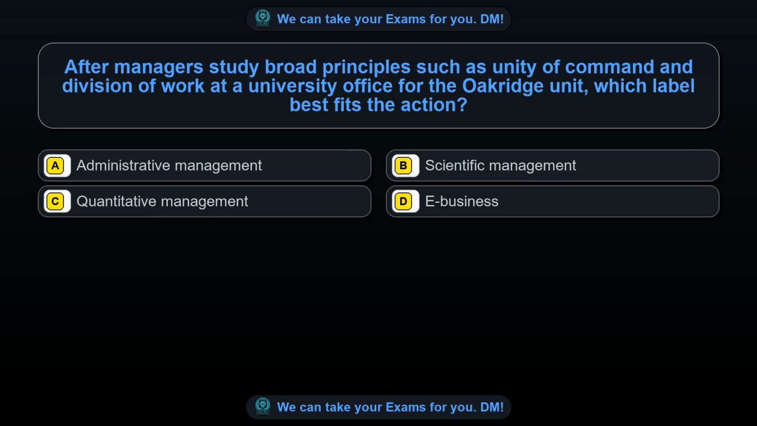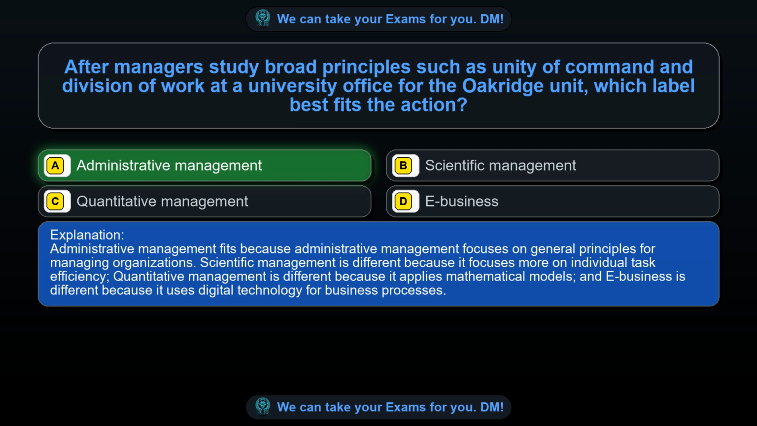Question 21. After managers study broad principles such as unity of command and division of work at a university office for the Oak Ridge unit, which label best fits the action? Option A, administrative management. Option B, scientific management. Option C, quantitative management. Option D, e-business. The correct answer is option A, administrative management.